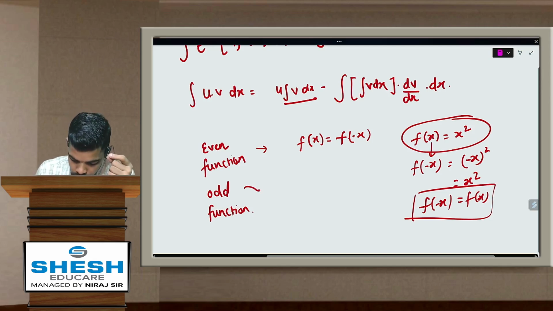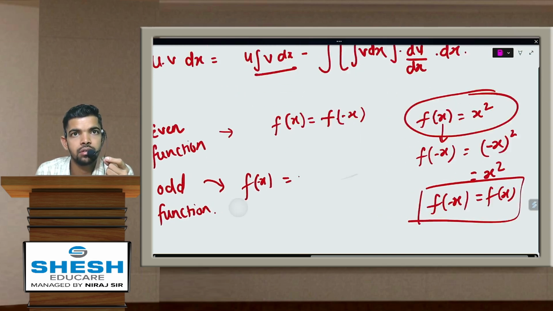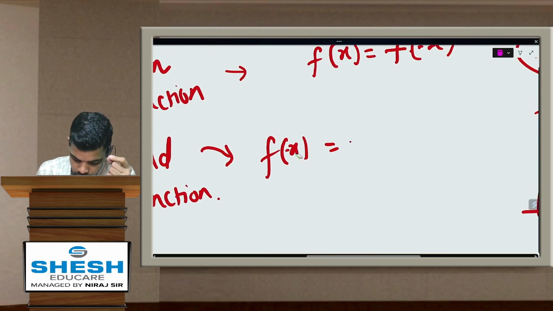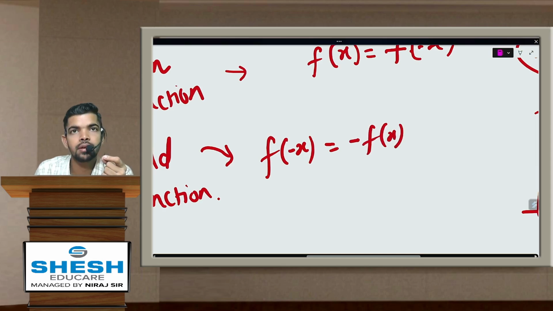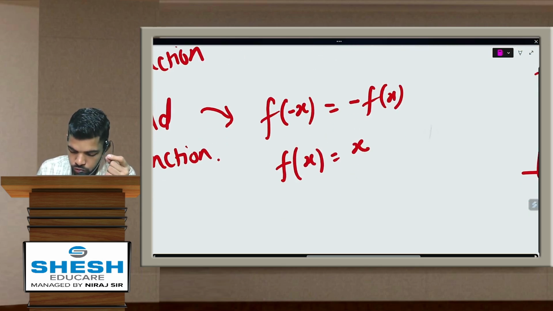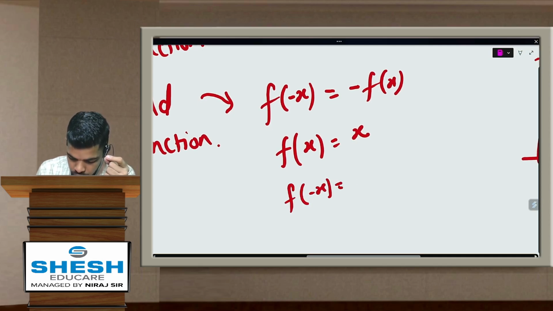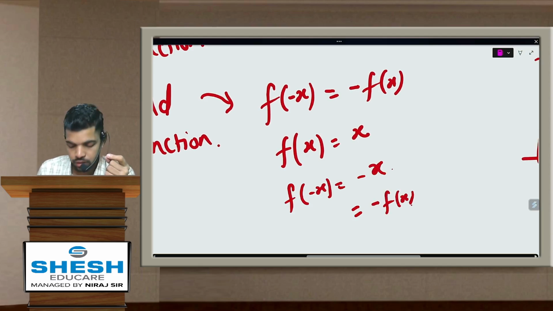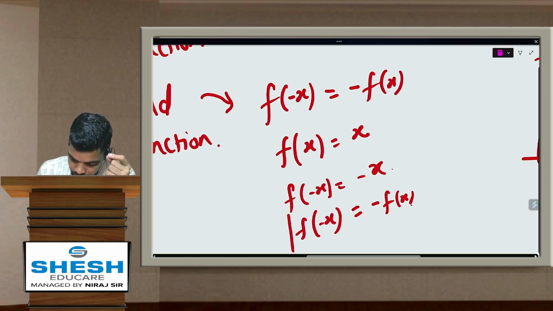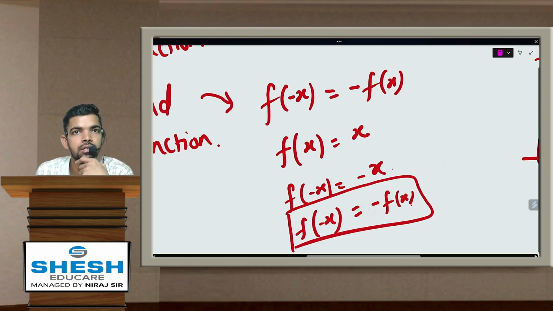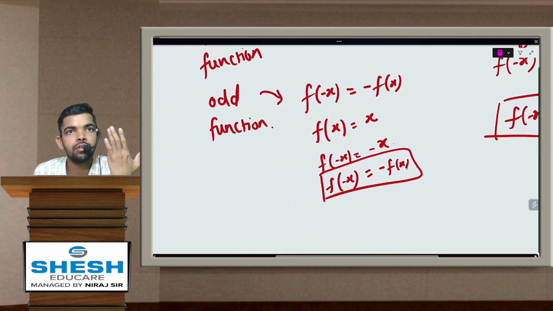Now what is an odd function? Suppose we have function f of x, and f of minus x is the same as minus of f of x. Like suppose you have the function as x, so what will be f of minus x? Which is minus x, and this we can write as minus of f of x, right? So what did we get? F of minus x is minus f of x. It means the given function is an odd function.